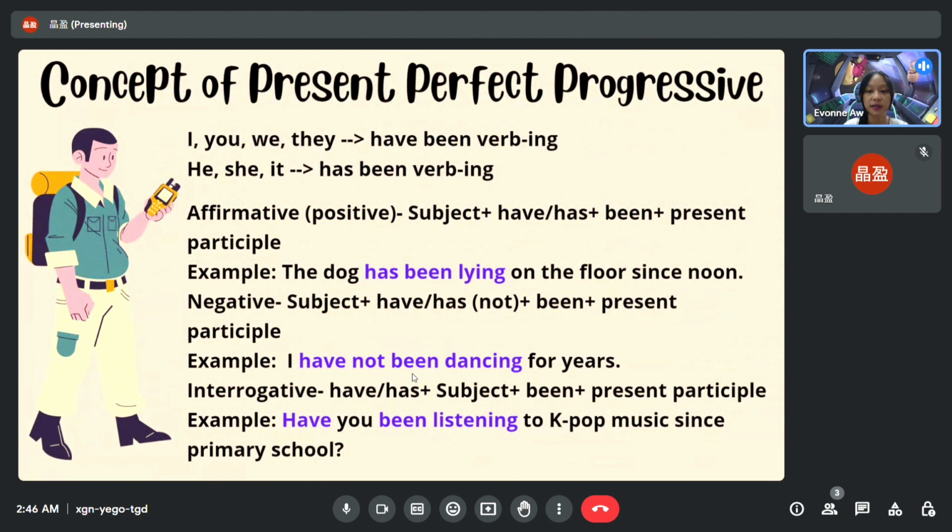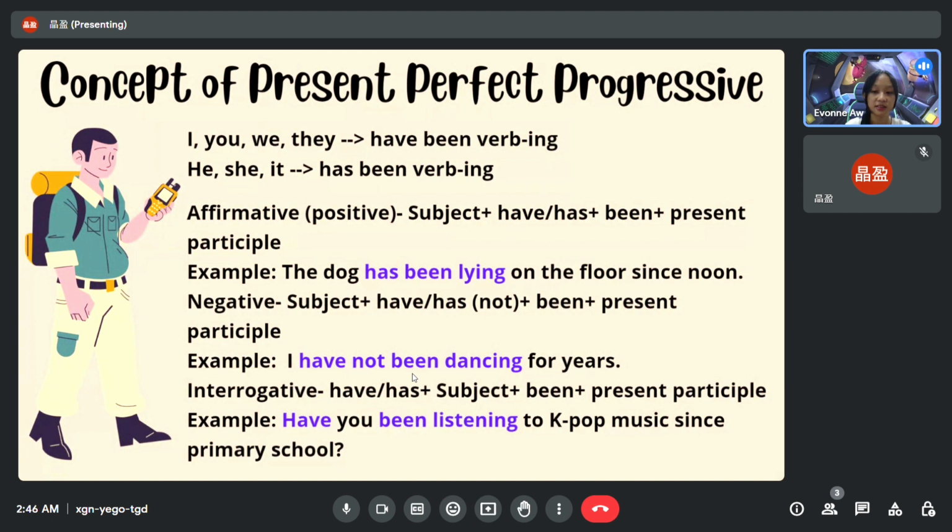And the concept of present perfect progressive: when the subjects are I, you, we, they, the sentence will be have been followed by a verb inflected with ing. While when the subjects are he, she, or it, the sentence will use has been followed by a verb inflected with ing. In positive condition, the subject is added with have or has plus been plus present participle. The dog has been lying on the floor since noon.